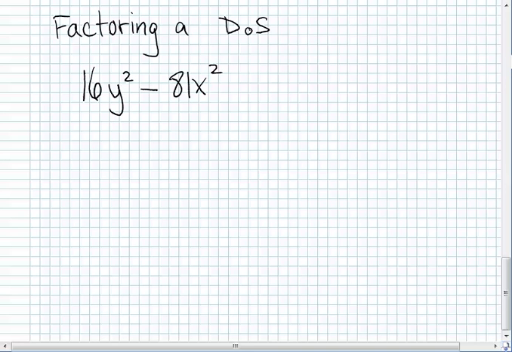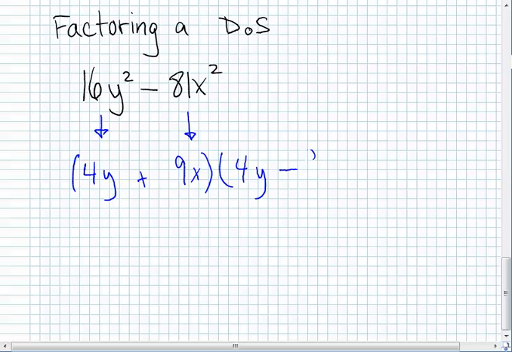To factor it, using the pattern we saw previously, all I need to know is the square root of each of those terms. In this case, it's 4y and 9x. I'm going to put a plus sign there, call that my first bracket. Here's my second bracket. It's the same thing, only there's a minus sign there.